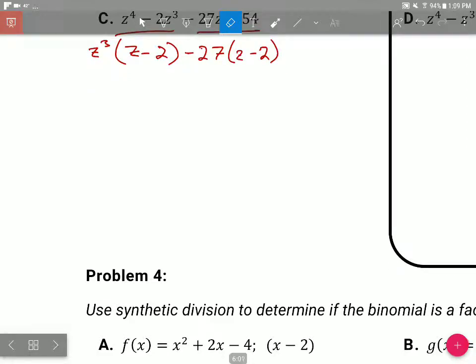All right. Any questions on that? Start to feel a little bit better? All right. Then what are your two binomials? What's one of them? Z minus 2. Z minus 2 is one of them. Good. And the other one is z to the third, or z cubed, minus 27. Cool.